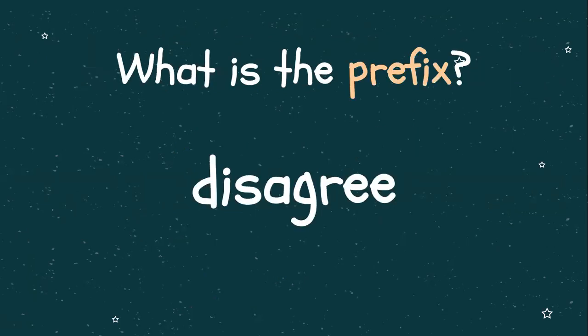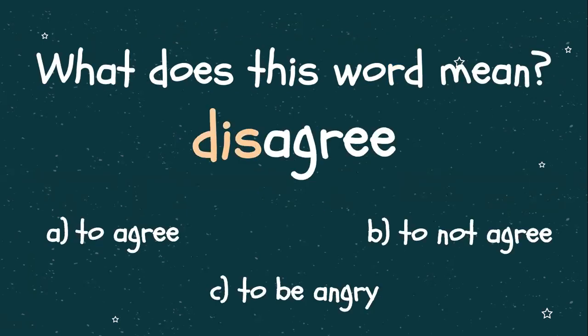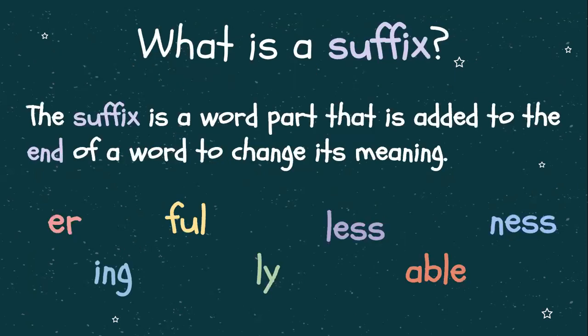Next, disagree. What is the prefix? Dis, yes. Agree means that you are agreeing to it, you are having the same thought, and disagree means that you both are not having the same thought. Now, what is the meaning of disagree? Yup, B, to not agree.